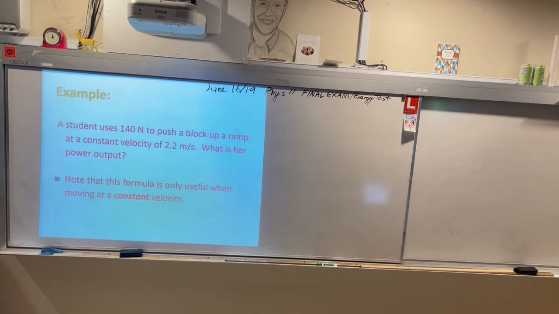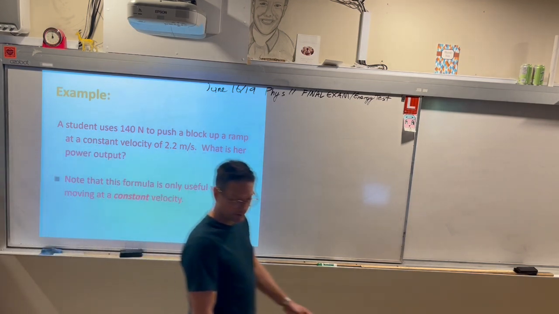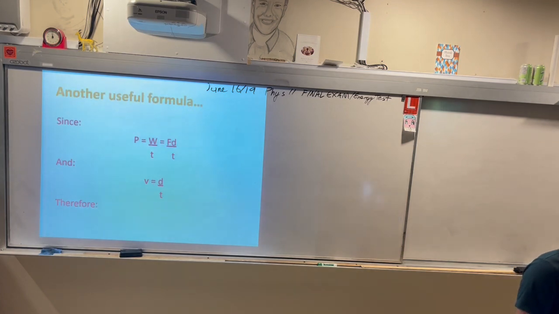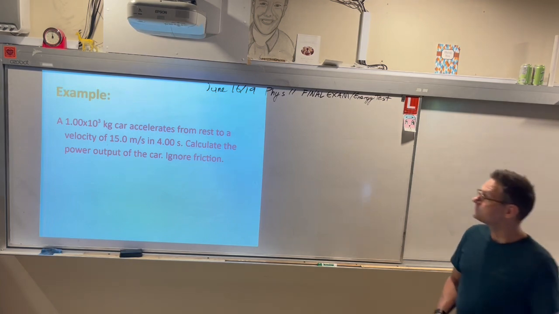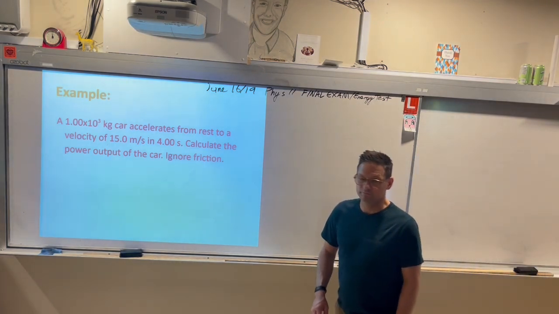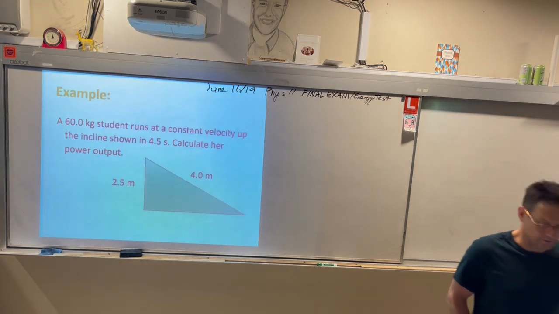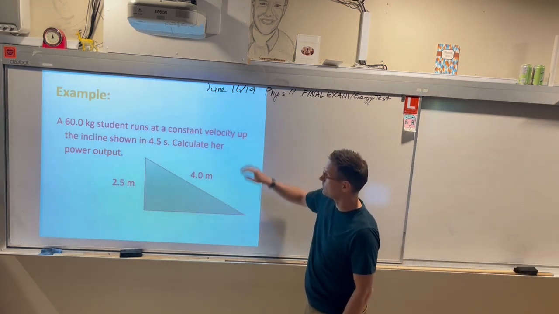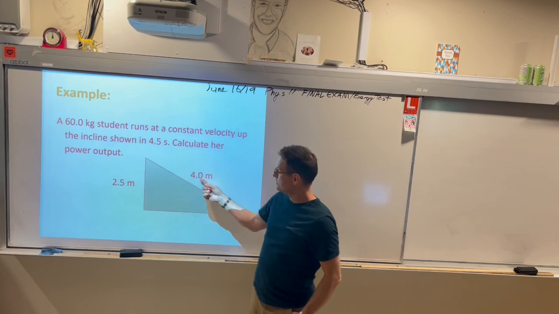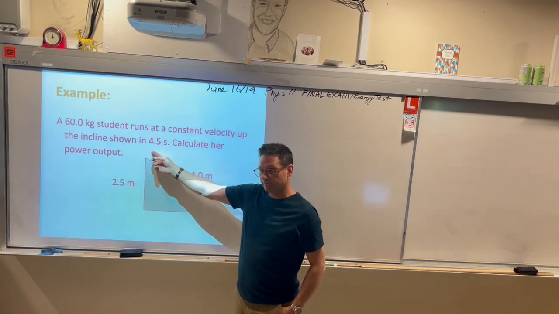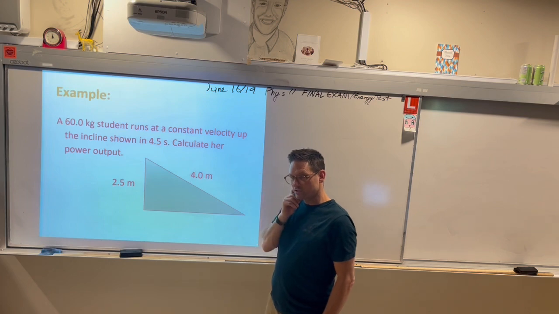The question before this one also says constant velocity, but you didn't use this formula because it says from rest. I'm glad you asked that question, Dorsa. Let's go back and look at it. Is it constant velocity? Yeah, she is going constant velocity. And so you could do that if you knew her force and you knew her velocity up the ramp, you'd be able to calculate her power. But we don't know those things in this situation.